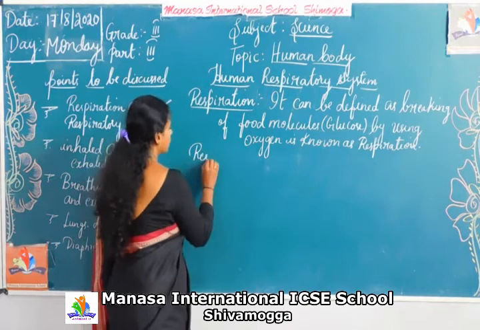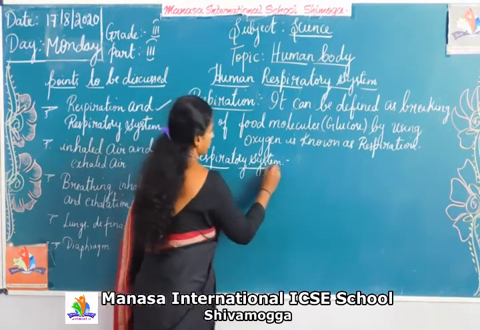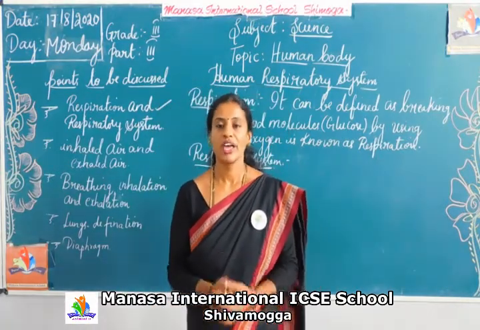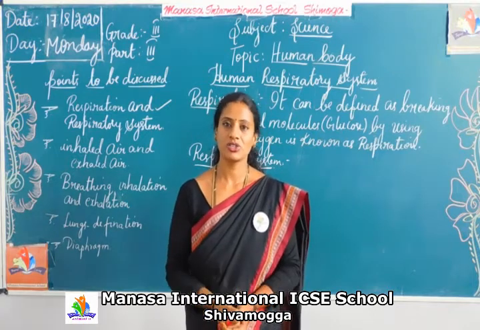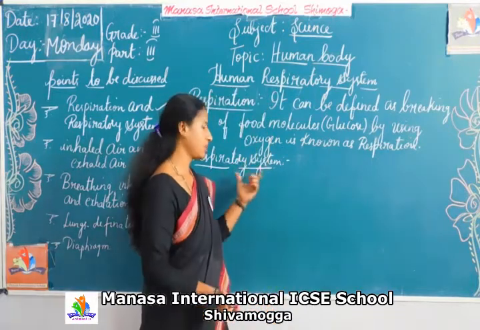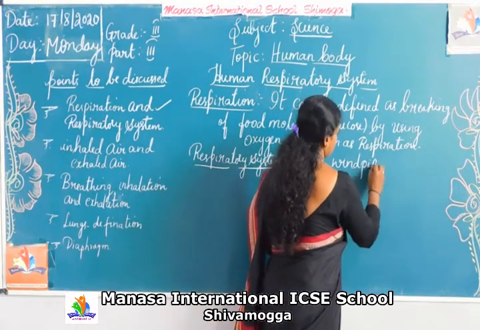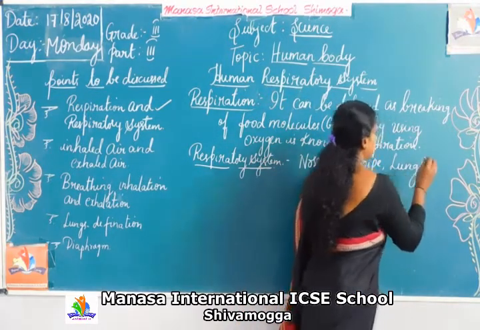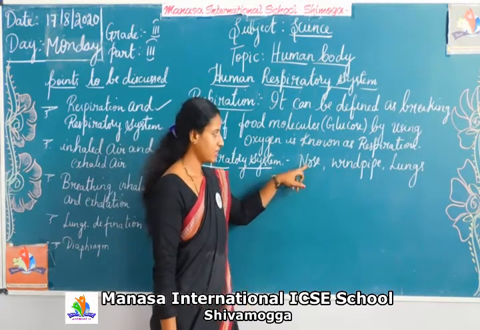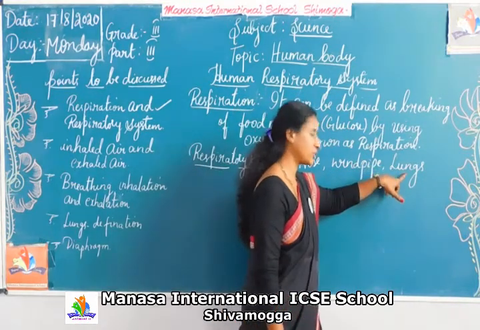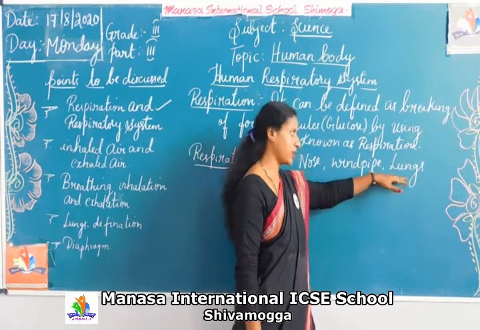Next, what is the respiratory system? The human body is designed in such a way that every function is carried out by a set of organs, and that set of organs is called an organ system. One such very important organ system in our body is the respiratory system, which includes the nose, windpipe, also called the trachea, and lungs. These three organs are involved in the respiratory system. First, the air enters through the nose and then it is passed on to the windpipe and then it is taken into the lungs, the spongy, cone-shaped lungs. There the exchange of gases takes place. I'll explain in detail with the diagram.